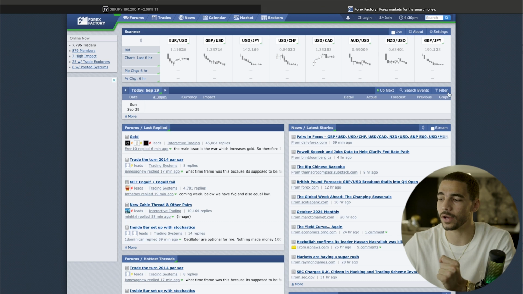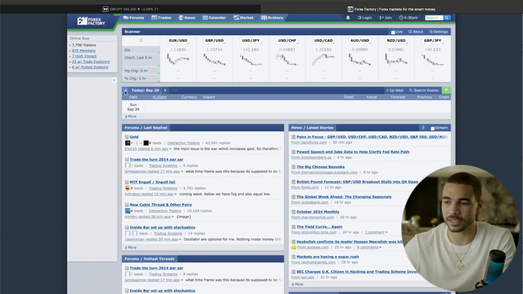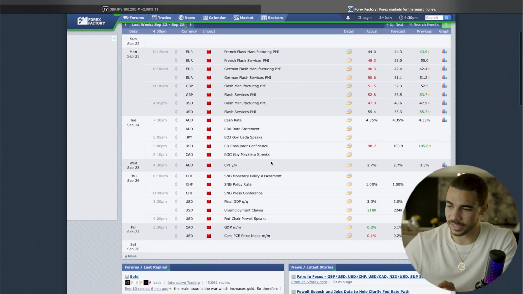The first piece of any time I go to step out the trade is I go to forexfactory.com and I look at all of the high impact news releases for the entire week. So let's bring this back to last week, right? I'm going to simply go from the 22nd to the 28th, and you guys can see here, these are all the high impact news releases for the week.